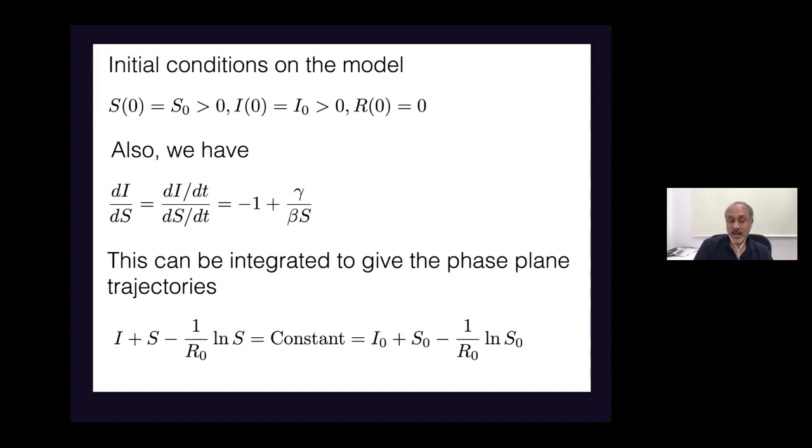And here you can see that I plus S minus (1/R0) log S equals I0 plus S0 minus (1/R0) log S0. Everything on the right-hand side reflects your initial condition. Everything on the left-hand side is a constant along any trajectory that the disease might take in terms of I and S.